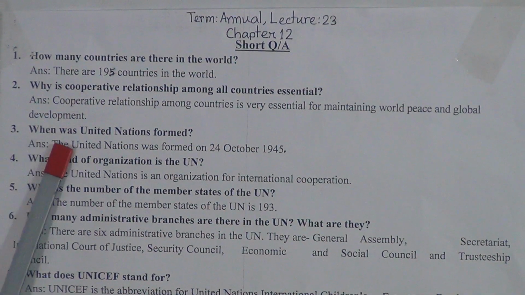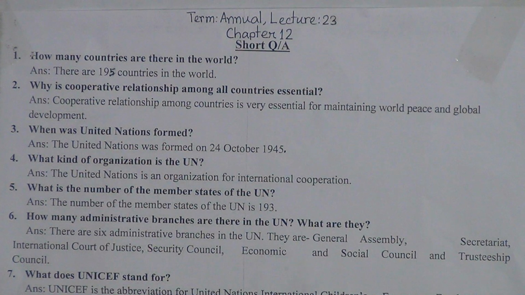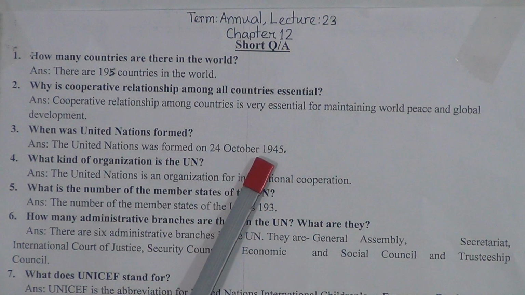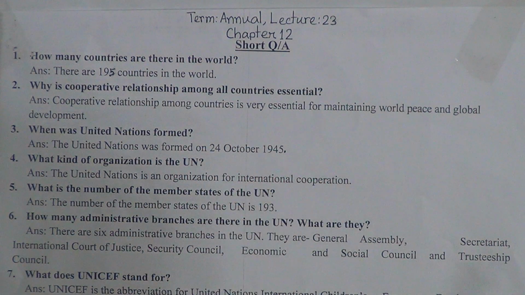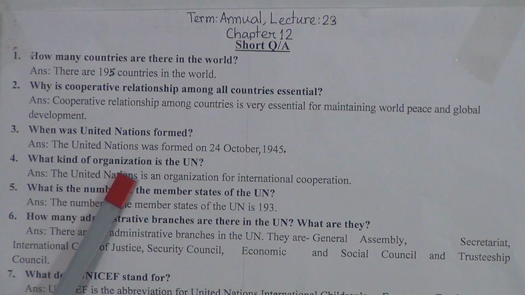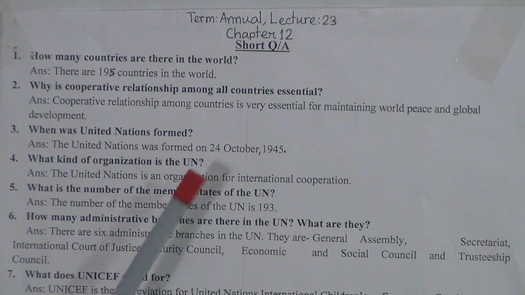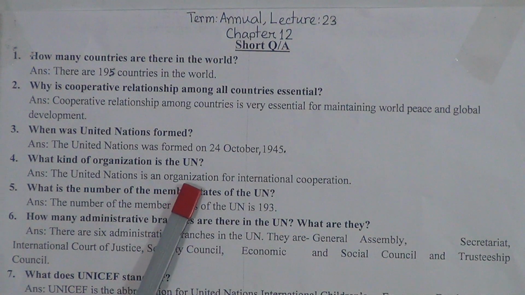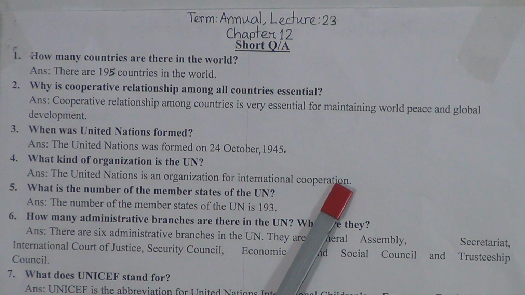Number 3, when was United Nations formed? So you need to memorize the date, it's very important. The United Nations was formed on 24 October 1945. And you can put a comma here. Now number 4, what kind of organization is the United Nations? We all know that it is an international organization. And the answer is the United Nations is an organization for international cooperation.